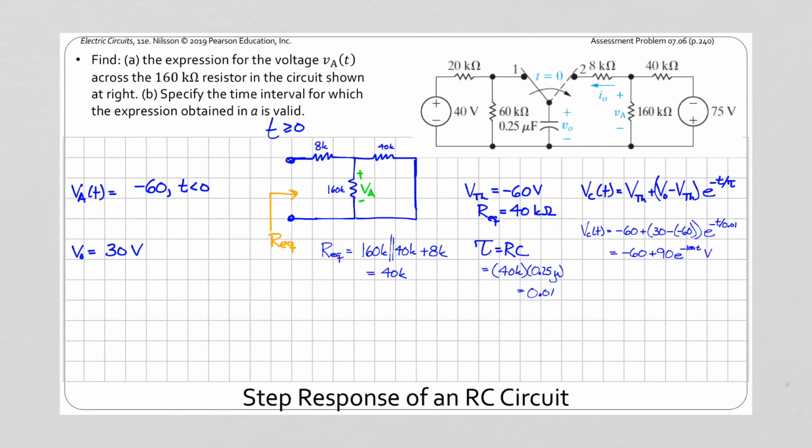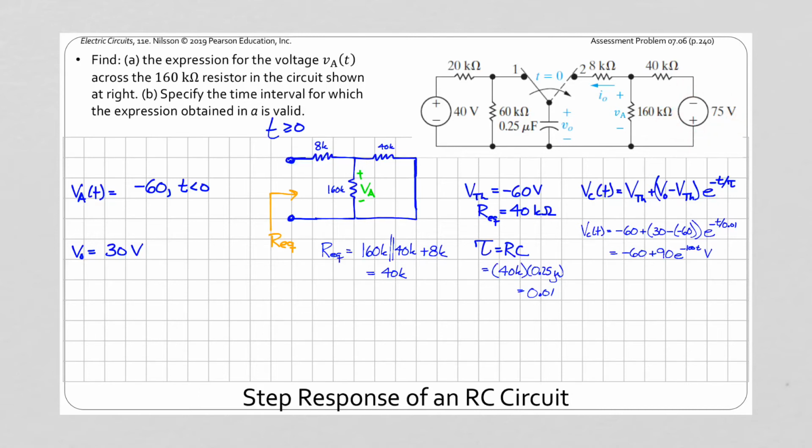And so we found the Thevenin voltage, we found the equivalent resistance, we used the equivalent resistance to find the time constant, we used the equation to find the step response of this capacitor, and plugging in our values, we have an equation for the capacitor voltage as a function of time. The capacitor starts out charged to 30 volts, and as time goes on, that energy will discharge away, and at steady state, the voltage across the capacitor will be negative 60 volts.